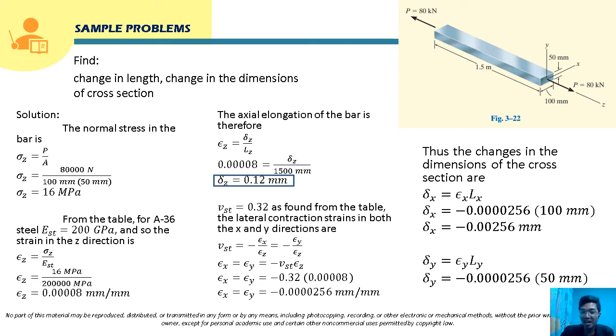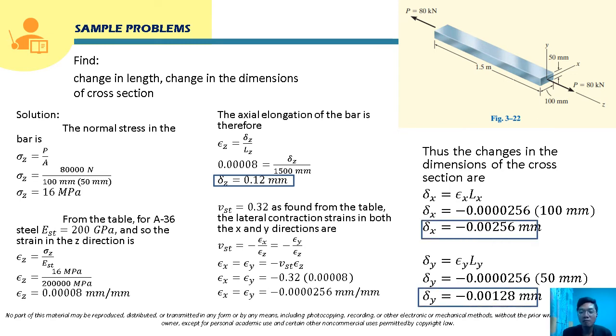Now for the y direction, this 50 millimeter side, there will also be a strain here, which is epsilon y. To solve for the deformation, that will be strain times L. Our Ly here will be 50 millimeter. Substituting the values, this will be negative 0.0000256 times 50 millimeter. This will be the deformation in the y direction. So this is the change in length, and this is the change in dimensions of the cross section. This will now be the answers for this problem.